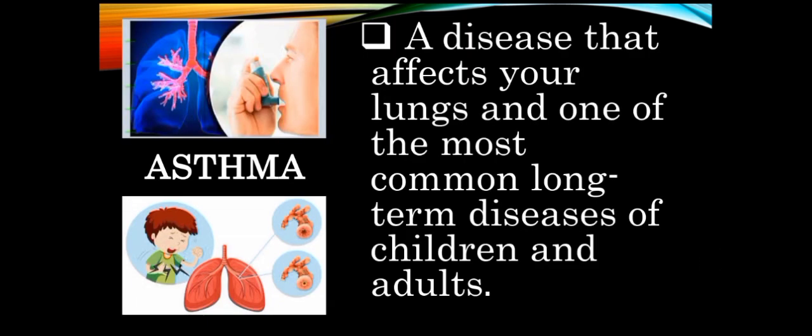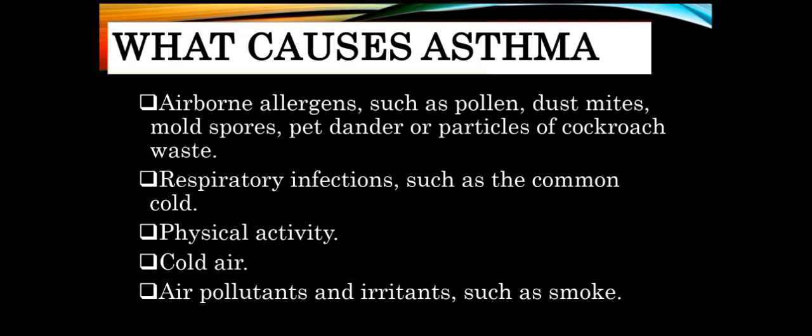First, asthma. The first chronic illness to talk about is asthma, a disease that affects your lungs and one of the most common long-term diseases of children and adults. Visible here are some causes of asthma and what triggers it: airborne allergens such as pollen, dust mites, mold spores, pet dander or particles of cockroach waste, respiratory infections such as the common cold, physical activity, cold air, pollutants and irritants such as smoke.